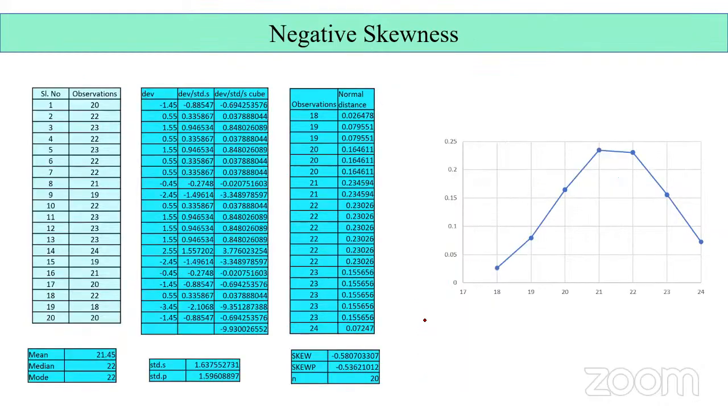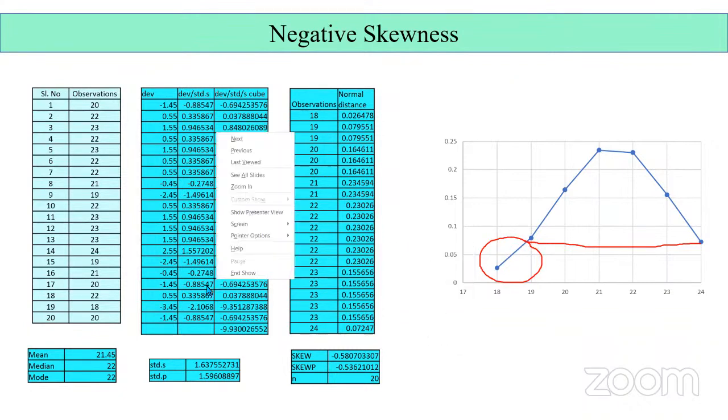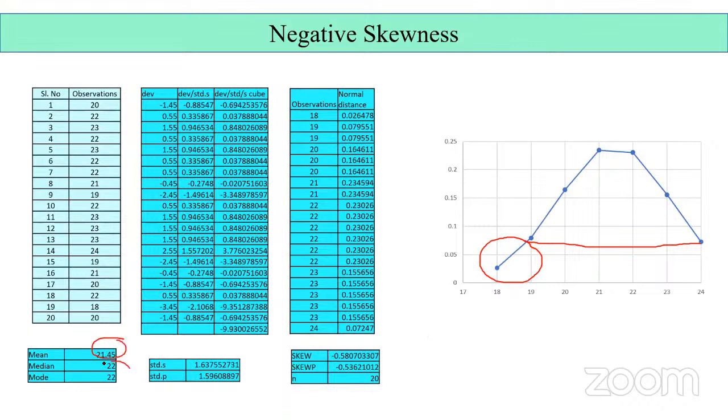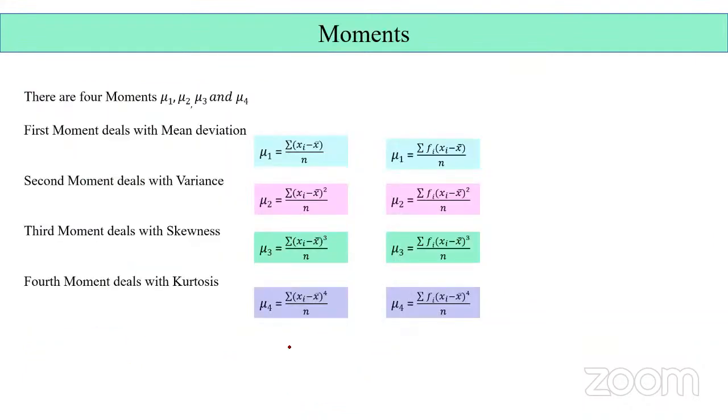Later we have seen an example which is completely related to left skew data. If you observe this particular curve, this is the right side ending, and if I join to the left side, you can see some kind of extended tail towards the left side of the data. In this case, mean will be less than median and mode. This is the indication of left skewness. If you use the formula, you will get minus 0.58 and minus 0.5 as skewness of sample and skewness of population.